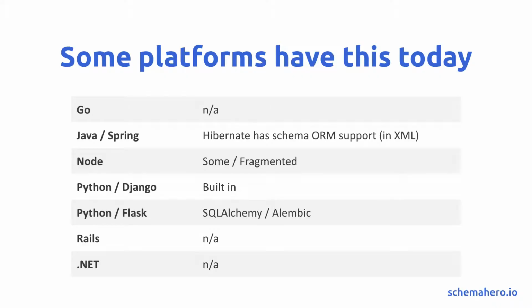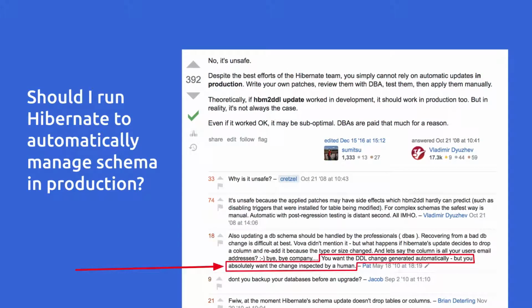Some platforms have this today, right? So Django, as we just talked about, has a built-in ORM that manages database schemas. Flask apps for Python, you can use SQLAlchemy and other tools. Java and Spring have Hibernate. You can use that for schema management as an ORM. And Node has a few projects. They're a little bit fragmented in that ecosystem. Most platforms do have some platform-specific functionality to manage schema ORMs. Not all, but they do.